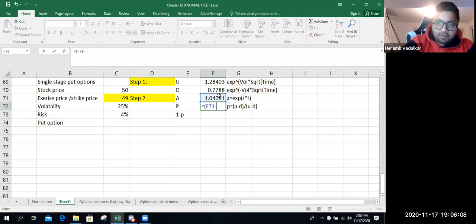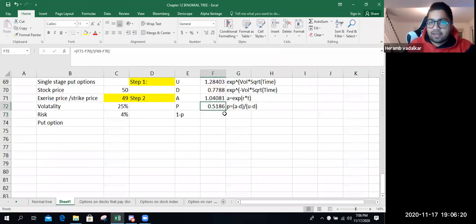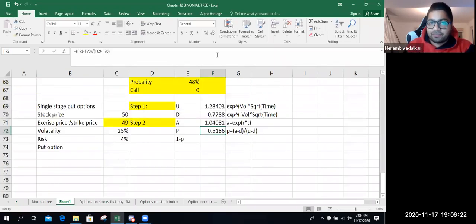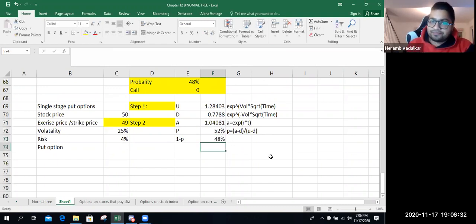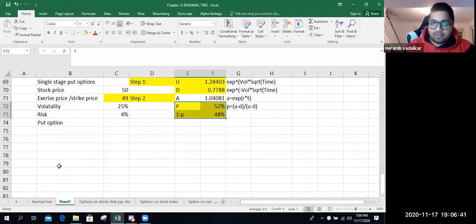divided by U minus D. So in percentage, it is 52%. Then 1 minus P is 48%. So we have U and D, we have P and 1 minus P. We'll create a tree and then solve it.